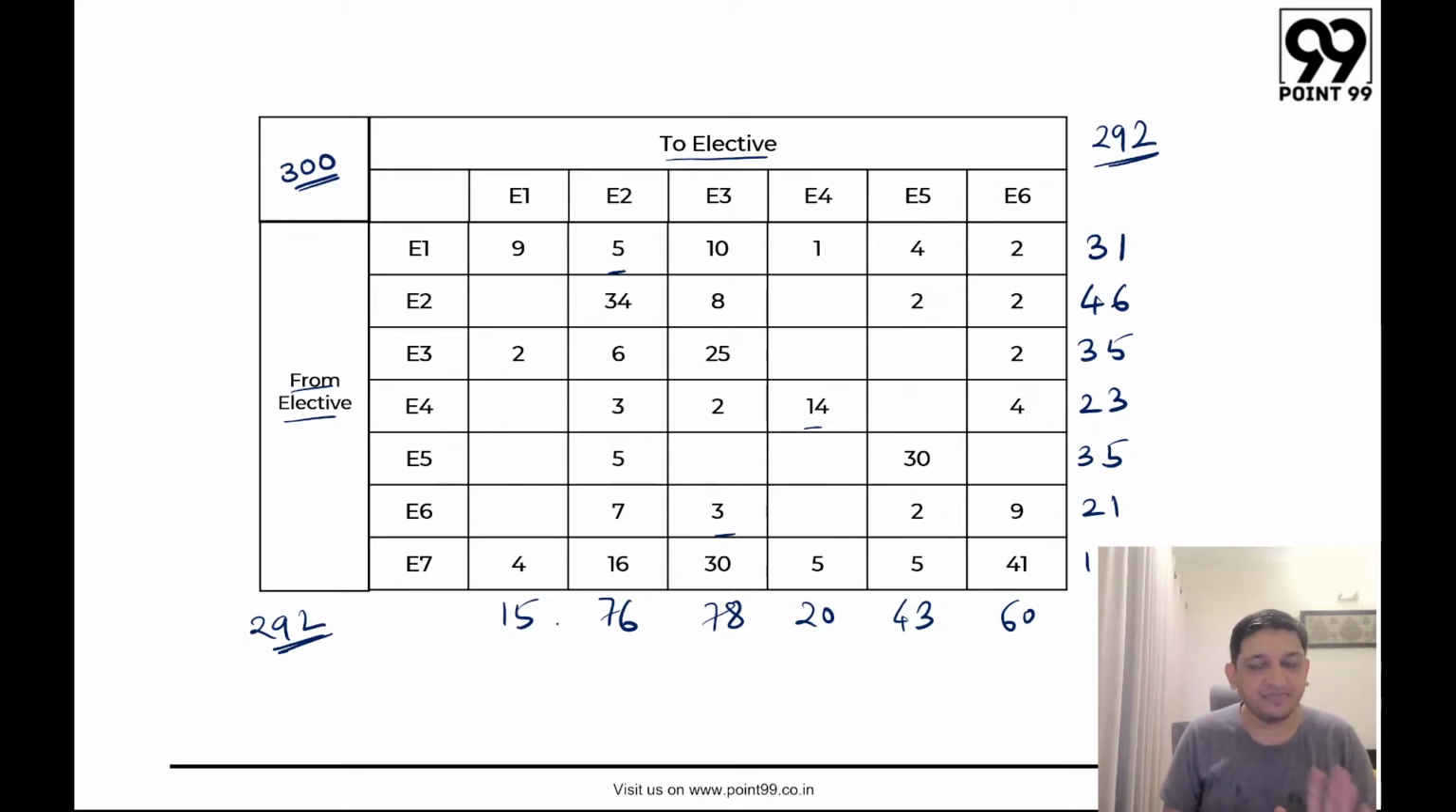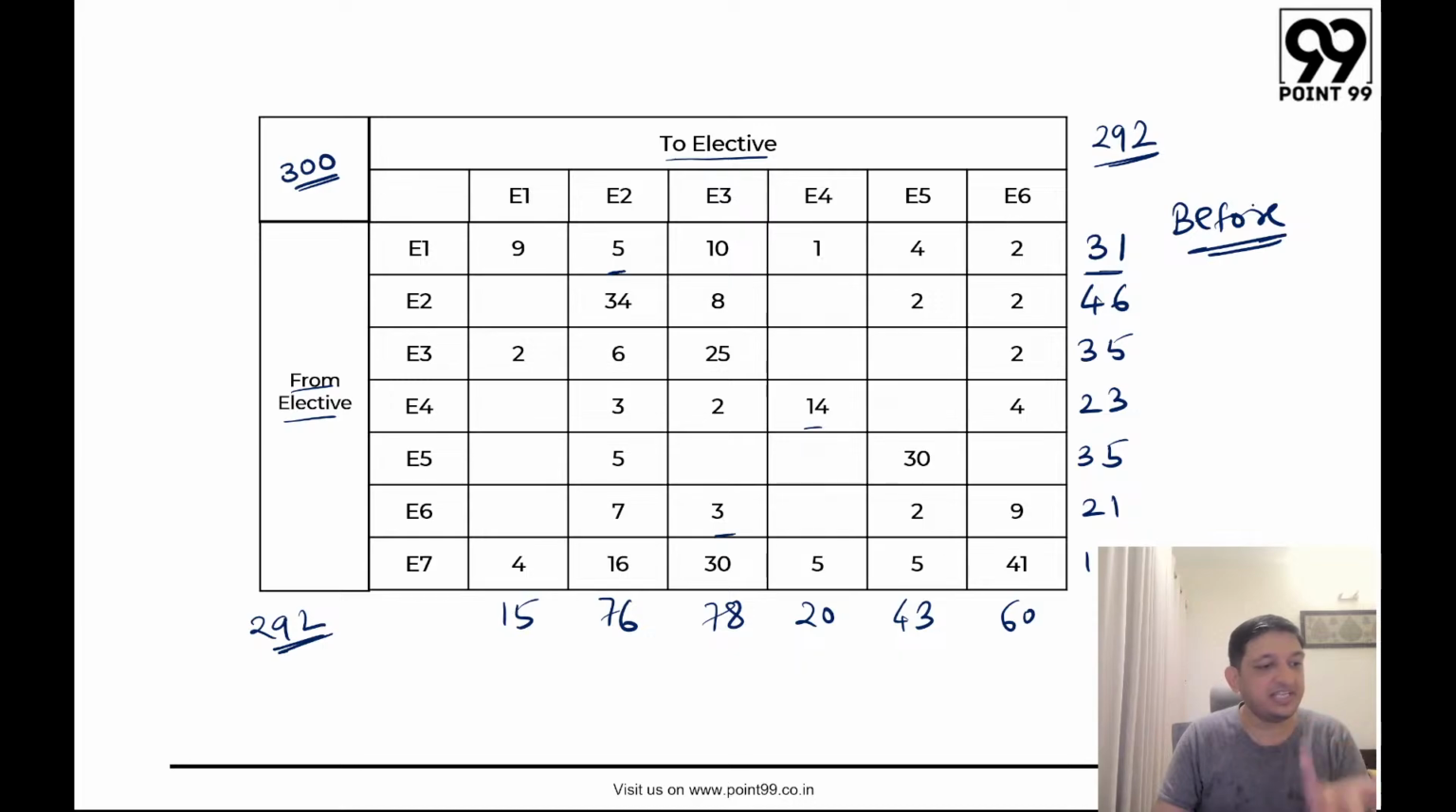Now let's see what this means. So row के अंदर you will see E1, E2, E3, E4, E5, E6, E7, right? So from elective. So 31 people were present in E1 and they went somewhere. Either they stayed with E1 या तो they went to E2, E3, E4, E5 और E6. ये मेरे को पता चल रहा है. So this 31 is the before number that we have.